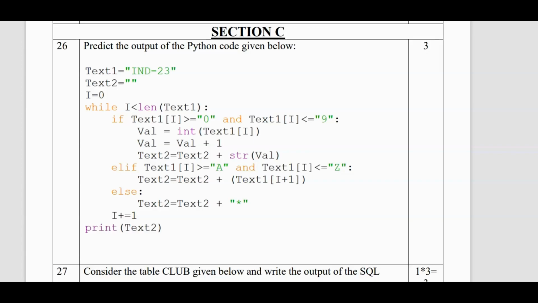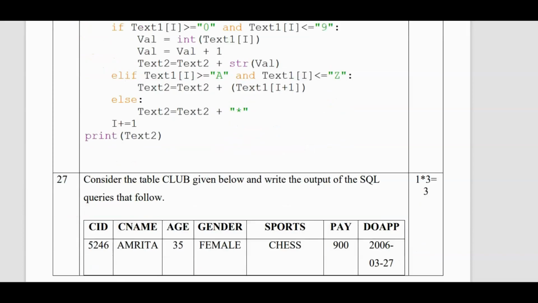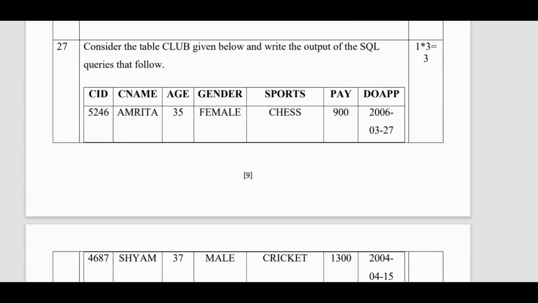I have already worked out the 26th question, and I will be providing the link in the description box on how to work on this 26th question: find the output of the below Python code. I have explained this question line by line, and a step-by-step explanation has been provided in that video. You can go and watch that video. In this video we are going to see the remaining questions under section C.